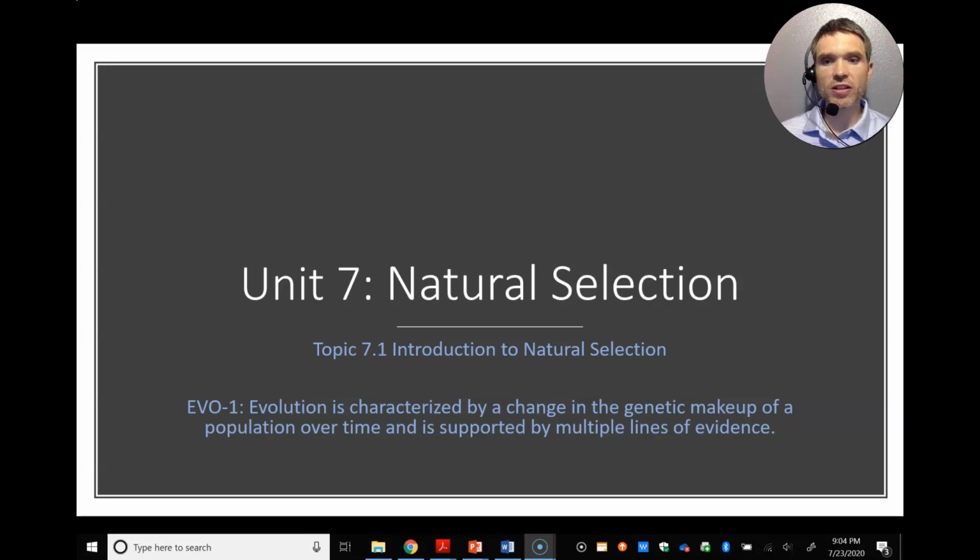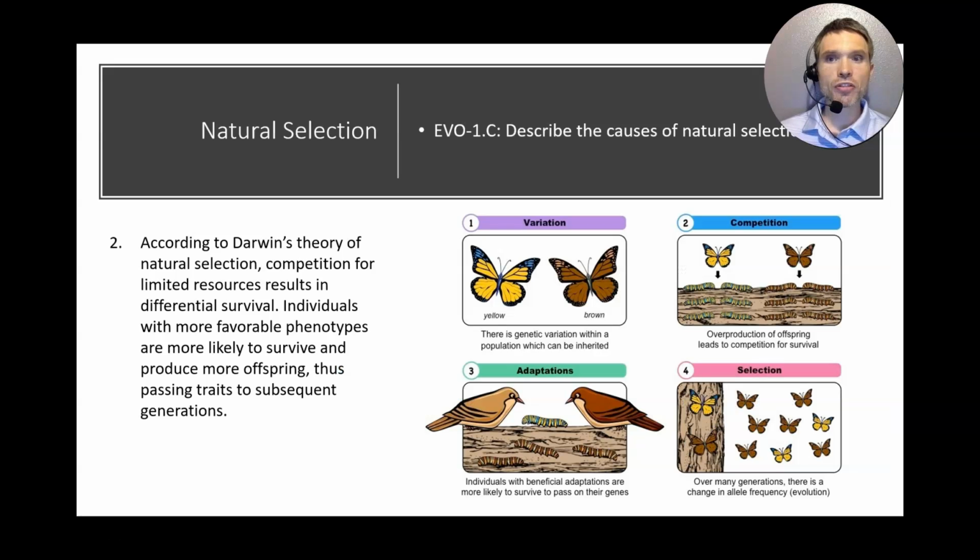Hello, so this is the continuation of topic 7.1, the introduction to natural selection. In the first part of our presentation, I introduced you to Darwin's theory of natural selection. And in that theory, there are four main topics that we want to look at.